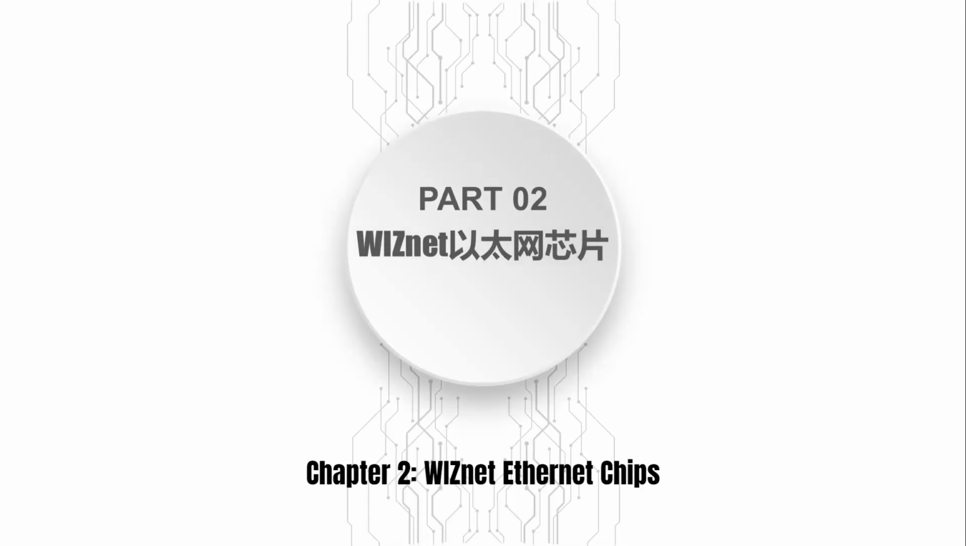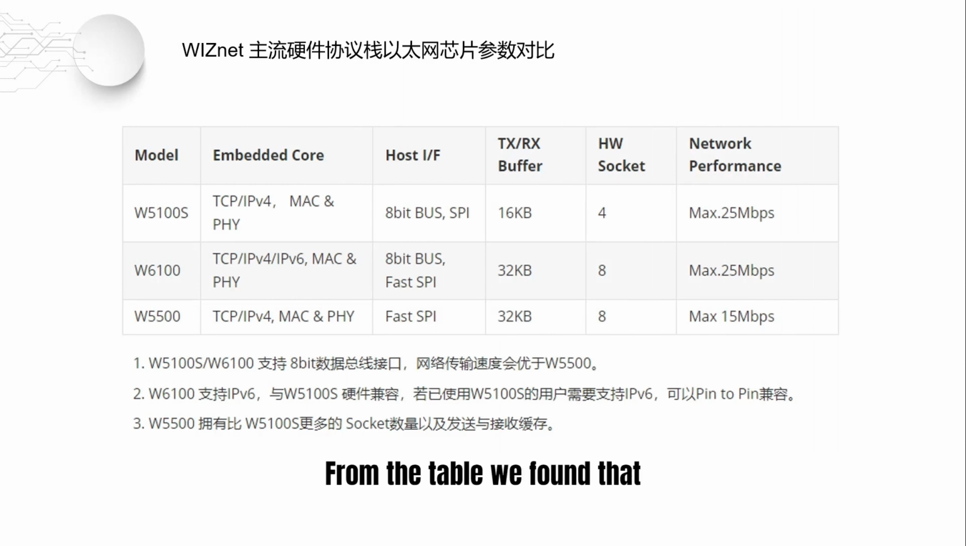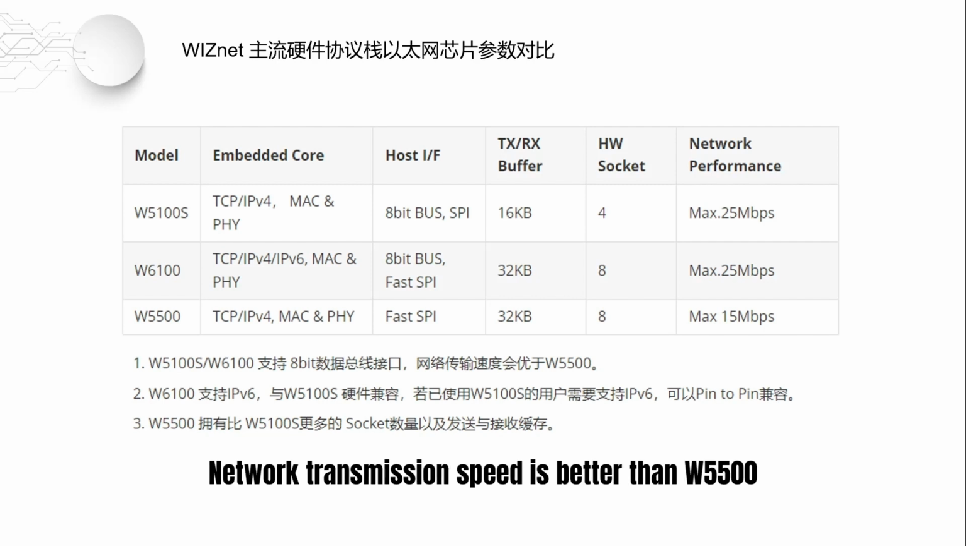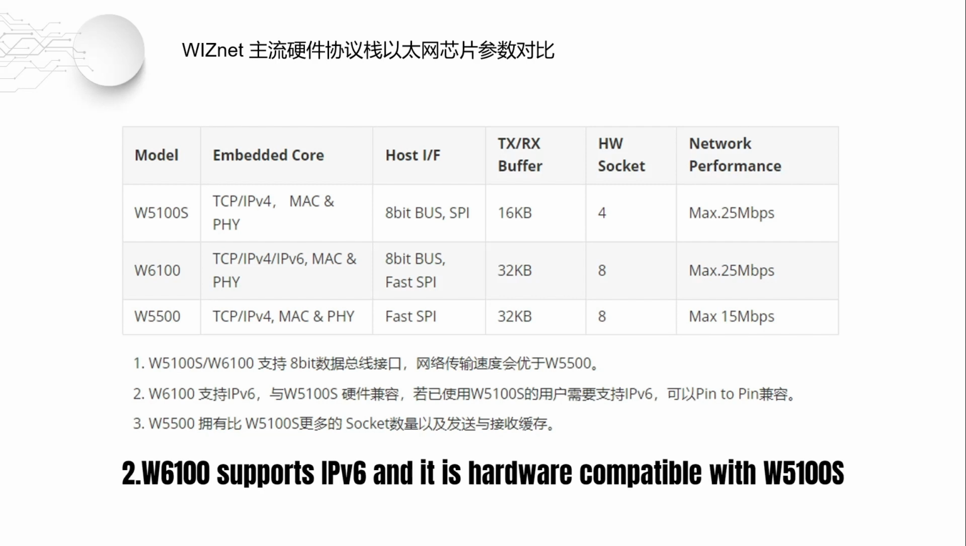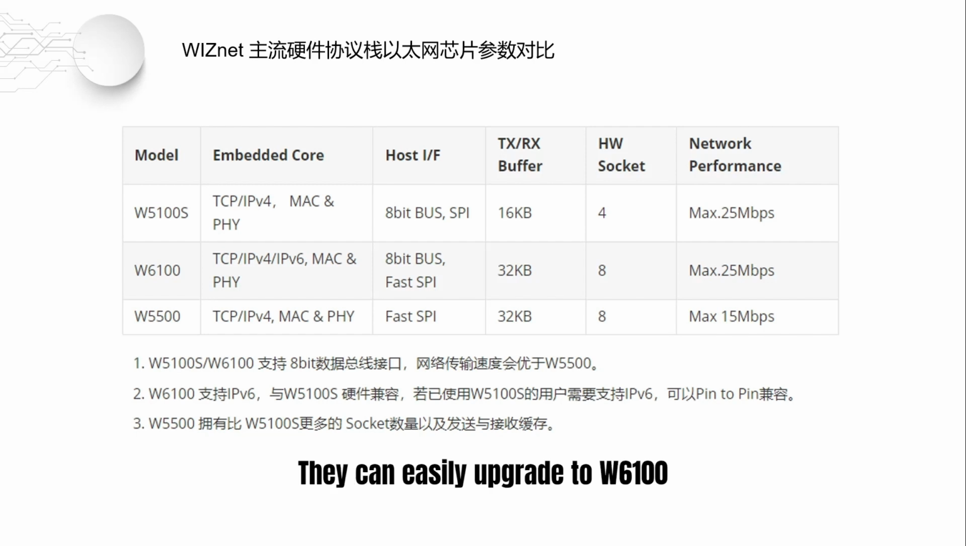Chapter 2. WIZnet Ethernet chips. W5100S, W5500 and W6100 are the three mainstream Ethernet chips. From the table we found that 1. W5100S and W6100 support 8-bit data bus interface, and network transmission speed is better than W5500. 2. W6100 supports IPv6 and it is hardware compatible with W5100S. If users who already use W5100S need to support IPv6, they can easily upgrade to W6100. 3. W5500 has more sockets than W5100S, with larger send and receive buffers.